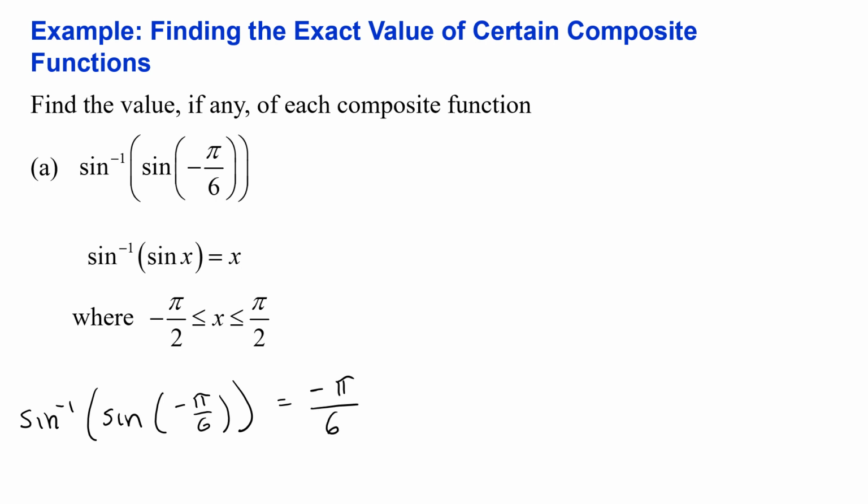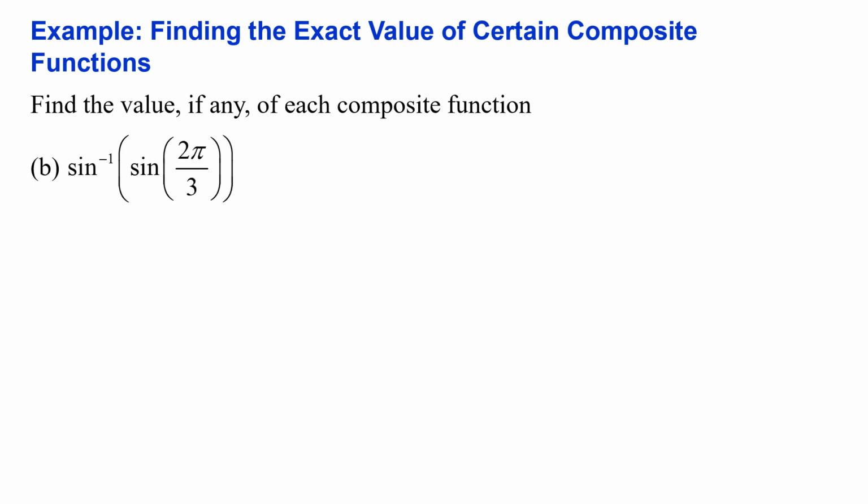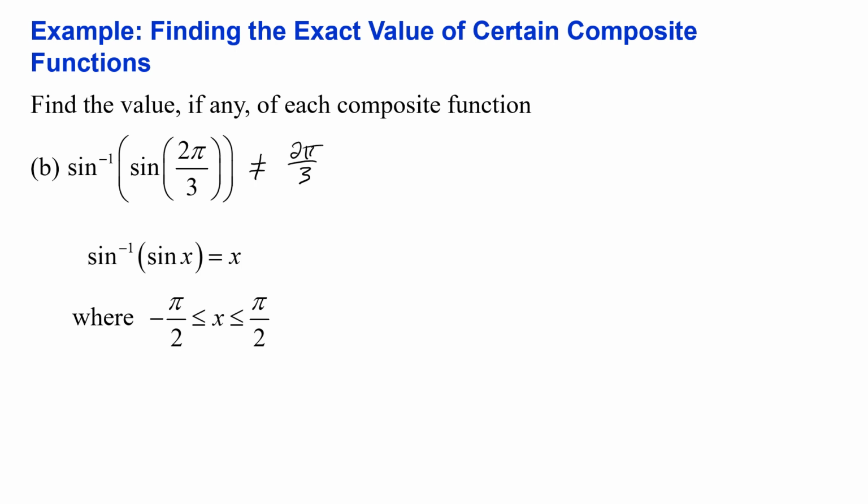pi over 6. Part B is the composition inverse sine composed with sine of the quantity 2 pi divided by 3. And again, to evaluate inverse sine of x, we need x to be in the interval of negative pi over 2 to pi over 2 inclusive. Now for this part, x equals 2 pi over 3, which is not in the interval of negative pi over 2 to pi over 2 inclusive. Therefore, we cannot say that inverse sine composed with sine of the quantity 2 pi over 3 equals 2 pi over 3. Those things are not equal to each other.